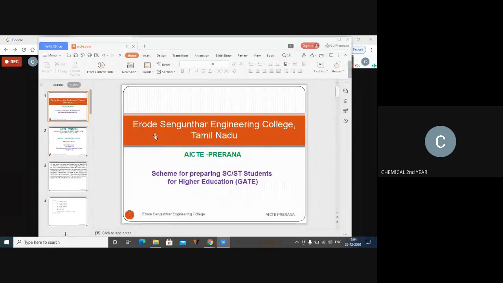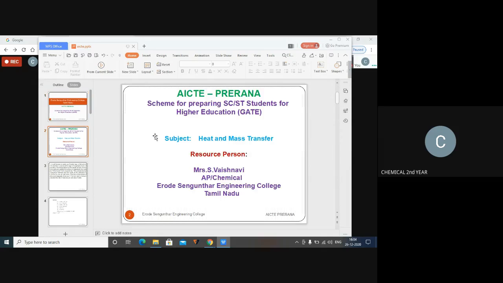I hope the presentation is visible. This is regarding the AICTE PRERANA for preparing for higher education for SC students through GATE. Now we are going to discuss some problems regarding heat and mass transfer.